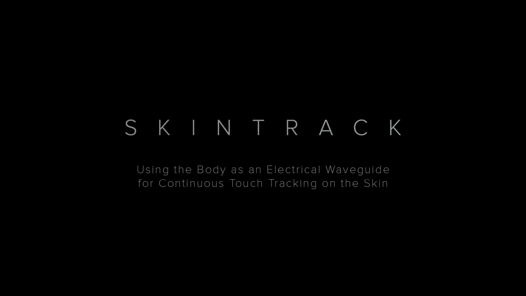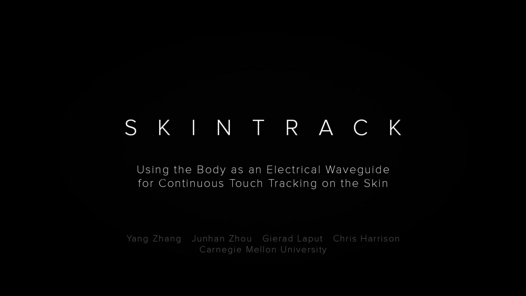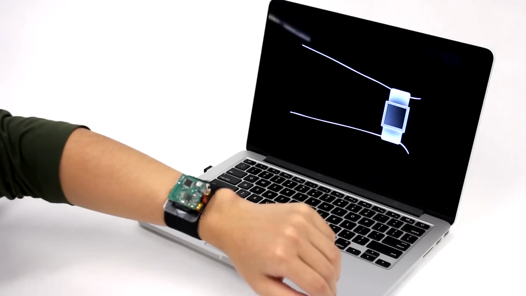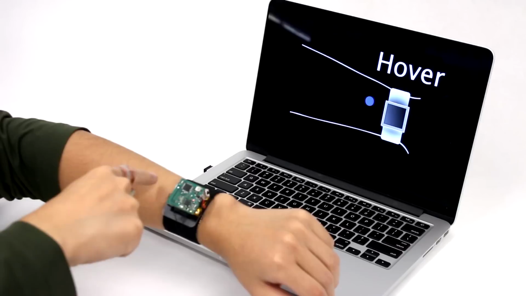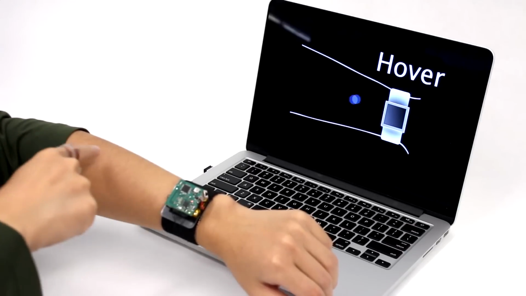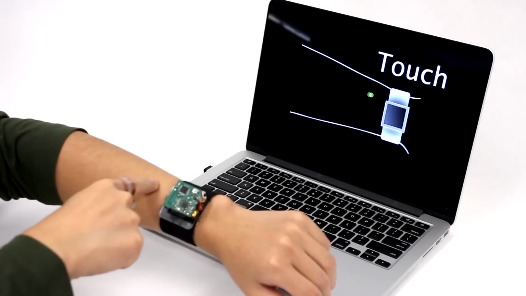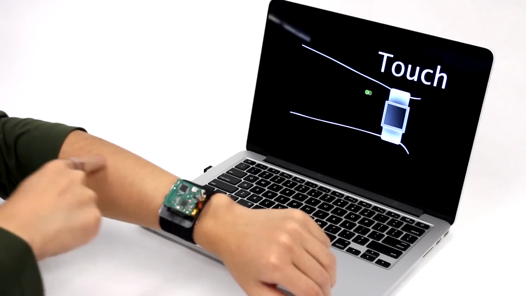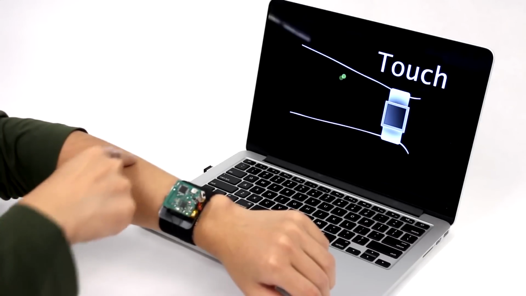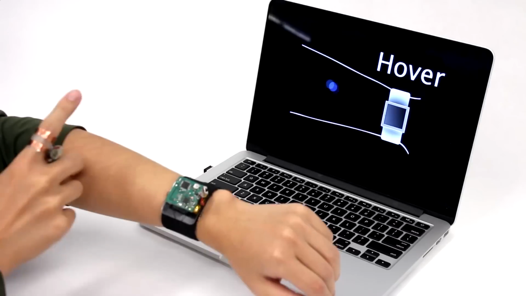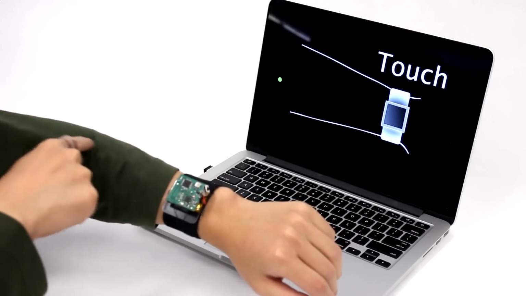We present SkinTrack, a wearable, low-cost, on-skin touch tracking technique for smartwatches. We can spill interaction out onto the skin, reducing finger occlusion of the small screen, while simultaneously enabling a larger area for interaction. Our approach still works, even when the skin is covered with clothing.